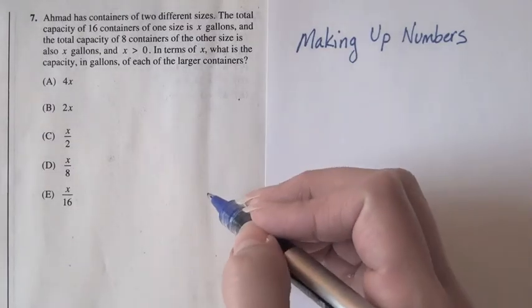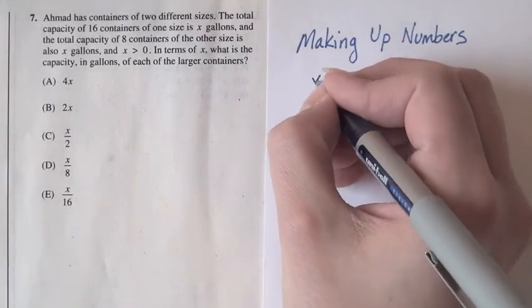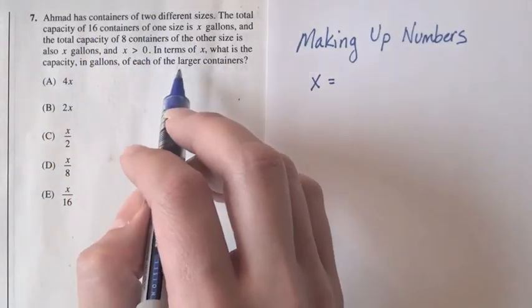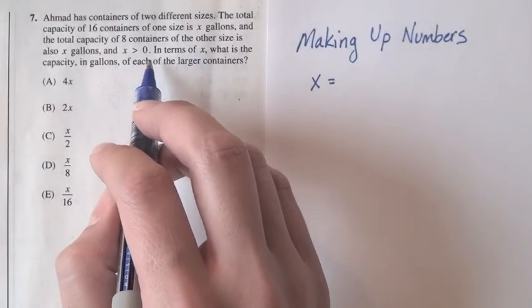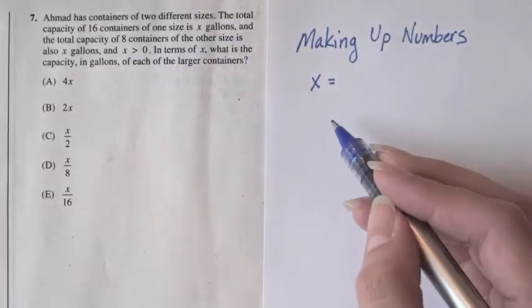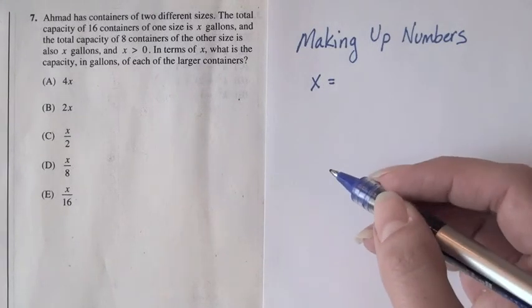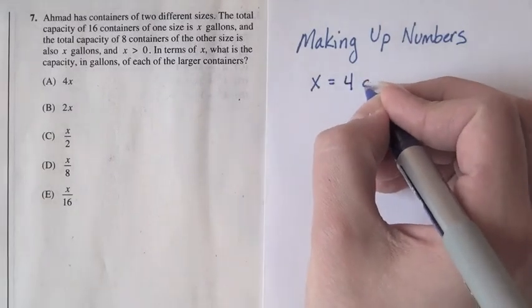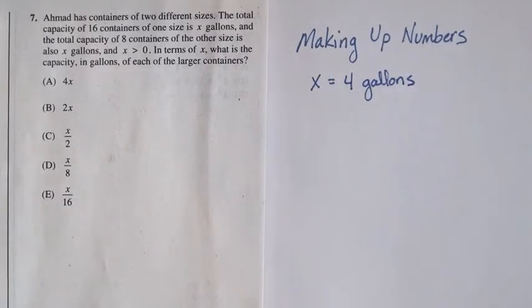So the number that we're going to make up is the variable that's in the answers, which is X. X is the capacity of 16 or 8 containers of these different sizes, and there's really no limit placed on what X can be other than that it's greater than 0. When you make up numbers, you always want to pick a number that's neither 0 nor 1, and also isn't one of the numbers already in the question. So I'm going to make up 4 gallons. Now I'm going to work through this problem using 4 for X.